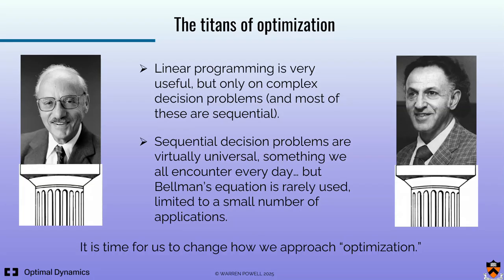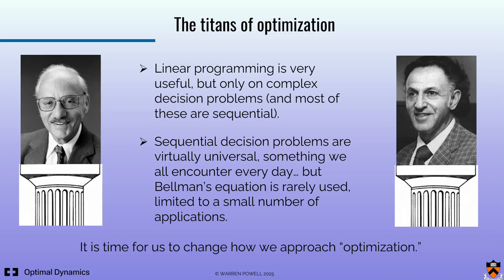So now I'm going to come back to my slide with Dantzig and Richard Bellman that I introduced in the very beginning in part 1 of this talk. My conclusion is that linear programming is a very useful modeling strategy, but in the broad array of decision problems, it's only good for the most complex decision problems. And by the way, most of these are sequential. You don't just solve them once. Whereas sequential decision problems are virtually universal, something that we all encounter every day, but we almost never use Bellman's equation. Okay, it's limited to a small number of applications.